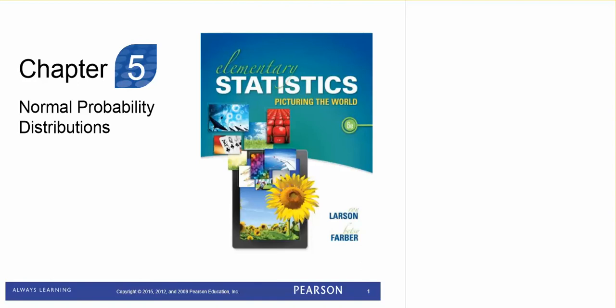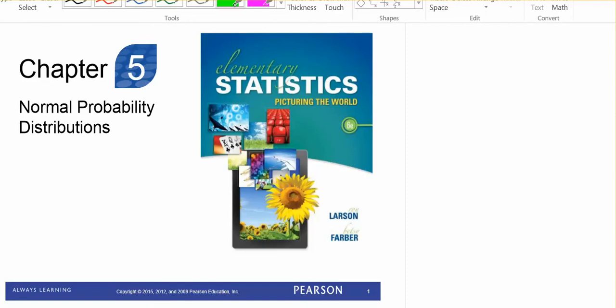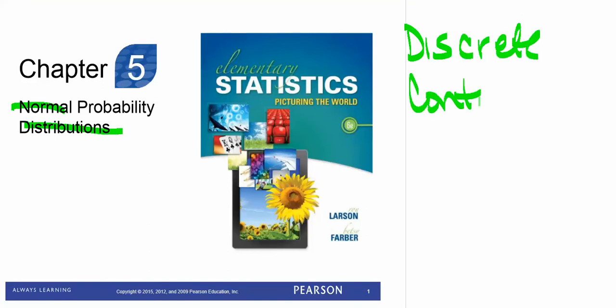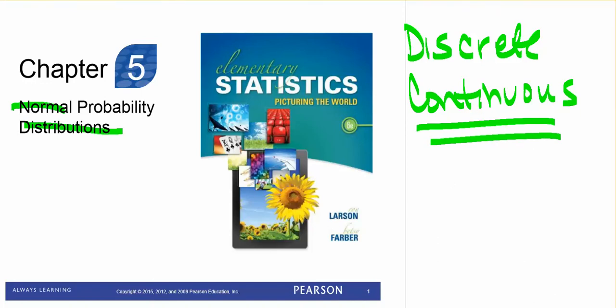Okay, we're starting chapter 5. Chapter 5 deals with normal distributions, whatever normal distributions are. And I want to remind you that when we were talking about probability distributions in chapter 4, we had two types. We had discrete and we also had continuous. So this is probably our most popular continuous probability distribution that we see in 5.1.